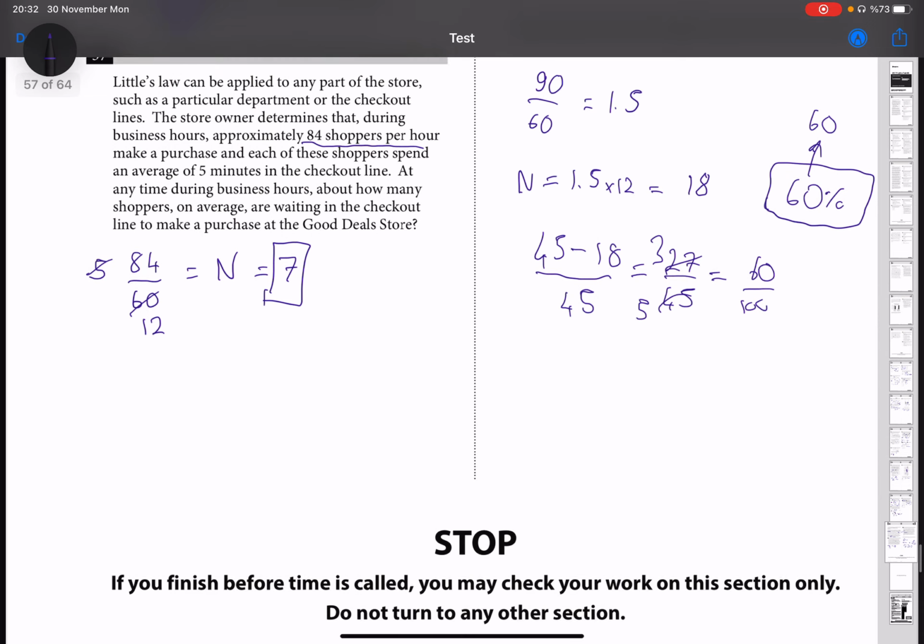Okay, this is the end of the test. I hope you enjoyed it a lot.